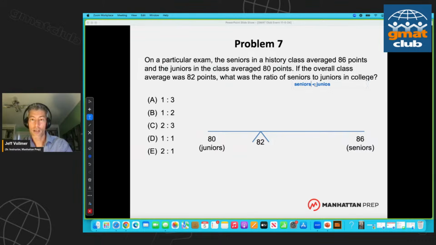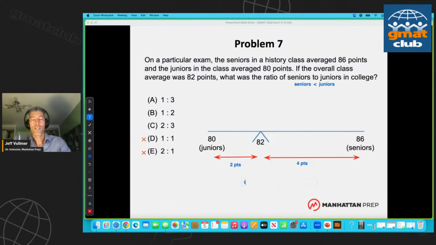Better test scores, but fewer of them. Okay, so I can automatically knock out D and E. And now it's a question of, well, how much more? How does the 82 sit between the 80 and 86? So what we could say here is, I could look at the distances. This is a distance of 2 points. This is a distance of 4 points. Let's call it 2 points, 4 points.